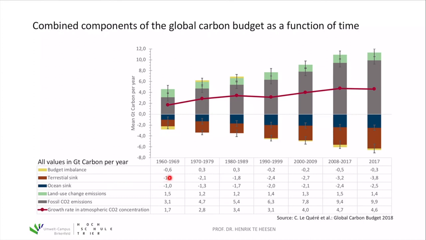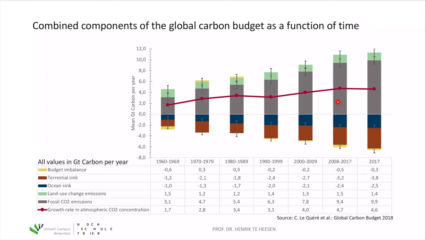Then, of course, we need to consider the budget imbalance. And finally, in red in this diagram, you see this red curve representing the growth rate in the atmospheric CO2 concentration. And overall, what you see is we have an increase of fossil CO2 emissions represented by the gray bars. So you see we have this increase over the decades of the CO2 emissions.